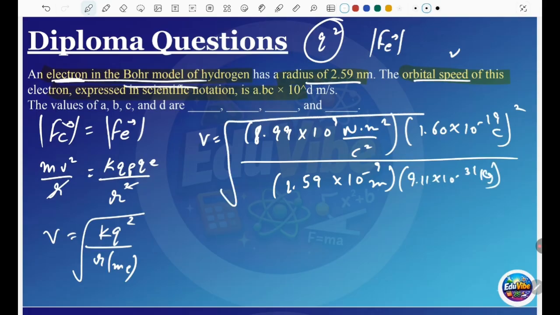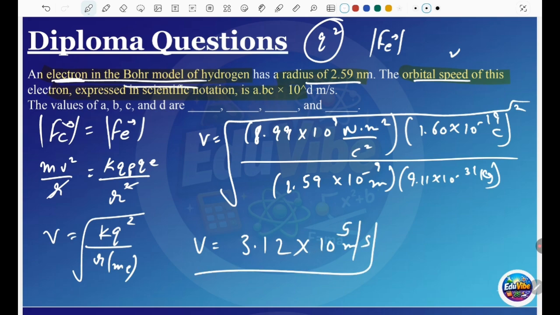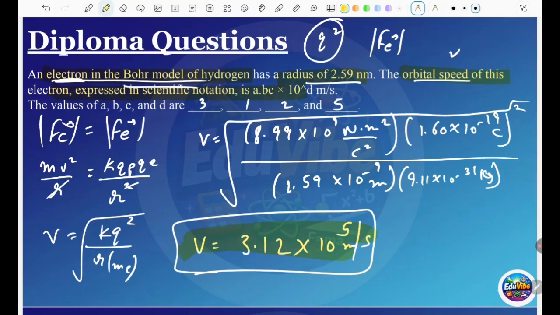And this whole thing should be the square of that. So when you solve this, when you calculate this big term, you get the dot product to be the square root of this. You get 3.1 times 10 to the power 5 meters per second in scientific notation. So your numbers are 3, 1, 2, and 5. That's your answer. You get these types of questions.